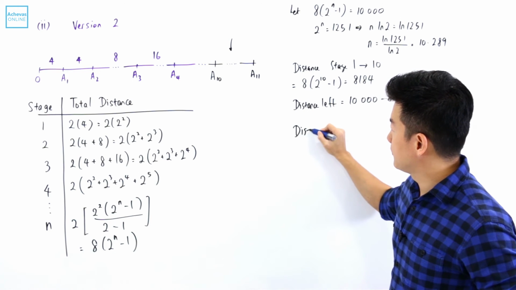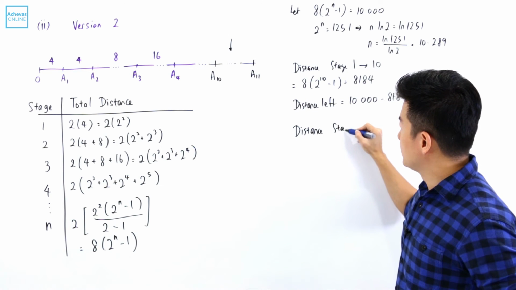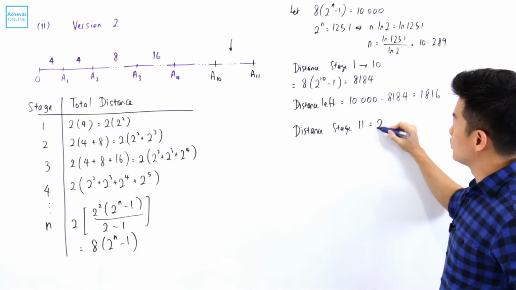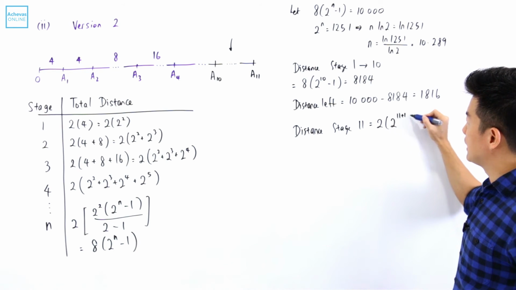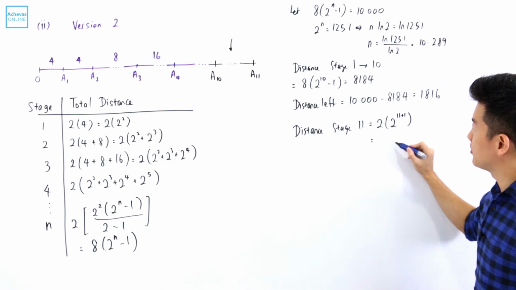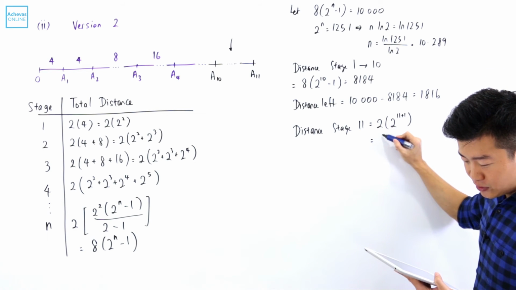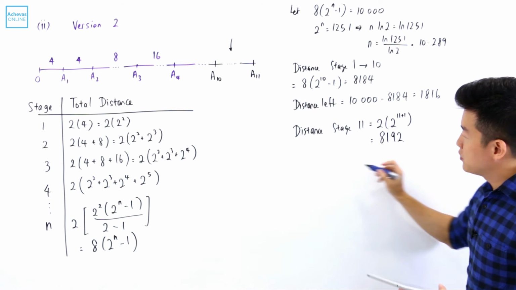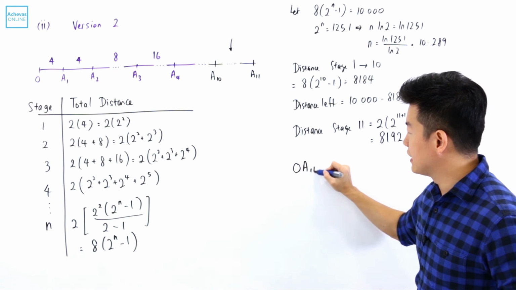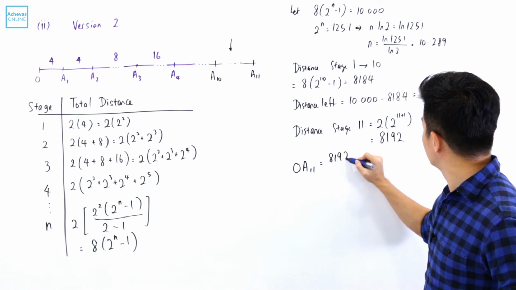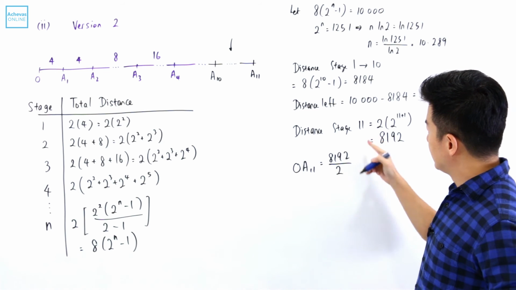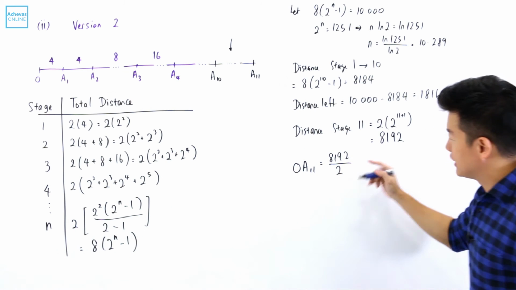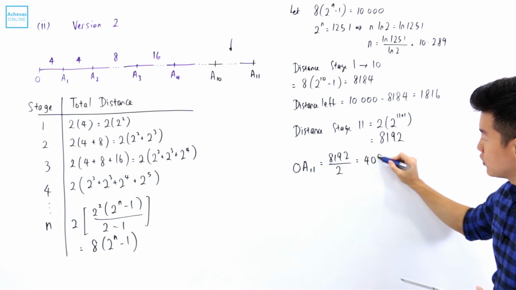So the total distance that is covered during stage 11 is going to be equal to 2 multiplied by 2 to the power of 11 plus 1, 2 times 2 to the power of 12, and this is going to be equal to 8192, which means that from O to A11 is going to be 8192 divided by 2, because this 8192 is from O to A11 back to O. So this divided by 2 is 4096.